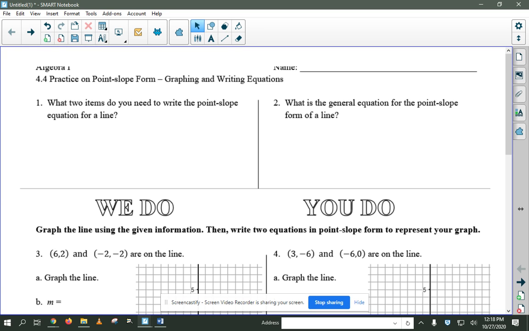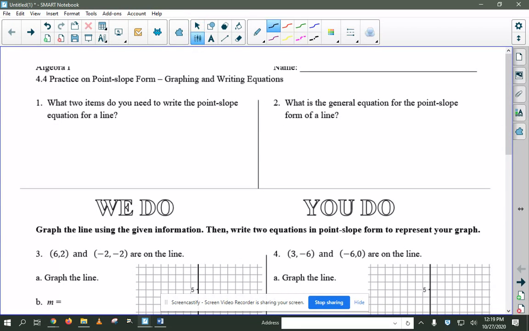This is Hassler here. I'm going to be doing the 4.4 practice in case anyone is absent on Friday. I'm just going to run through the we do problems, and then your job is going to be to mimic those problems for the you do part, and then turn that in.